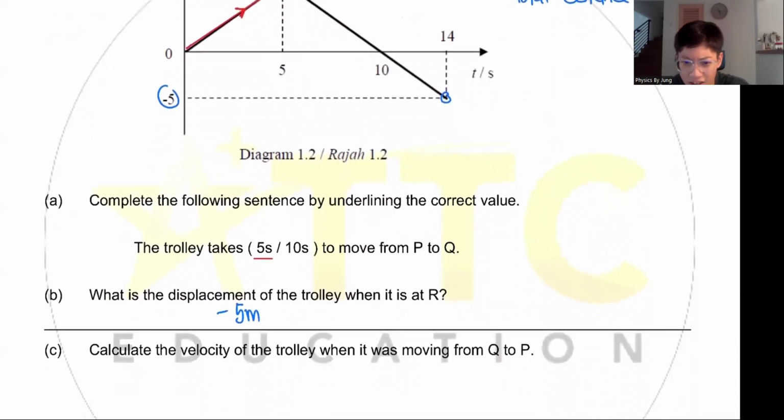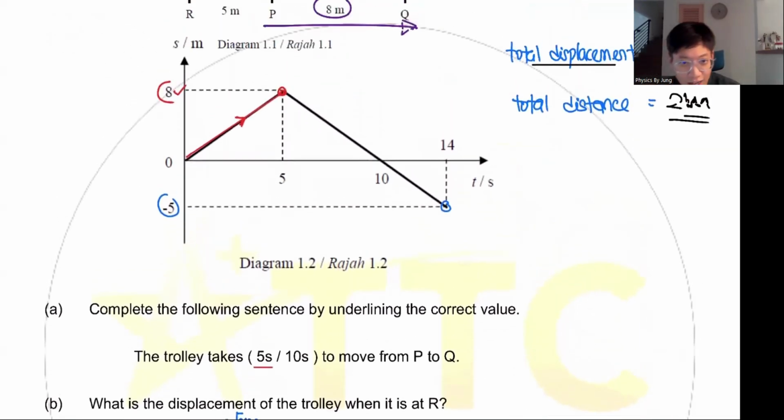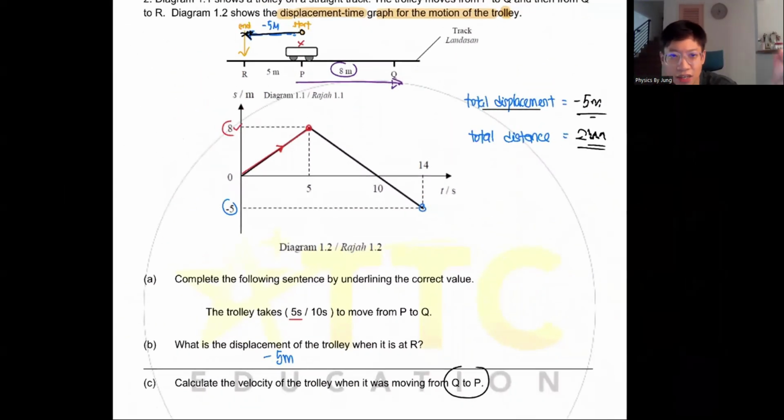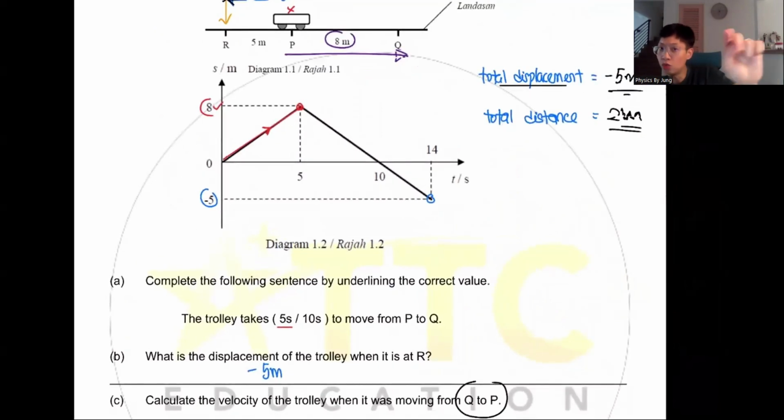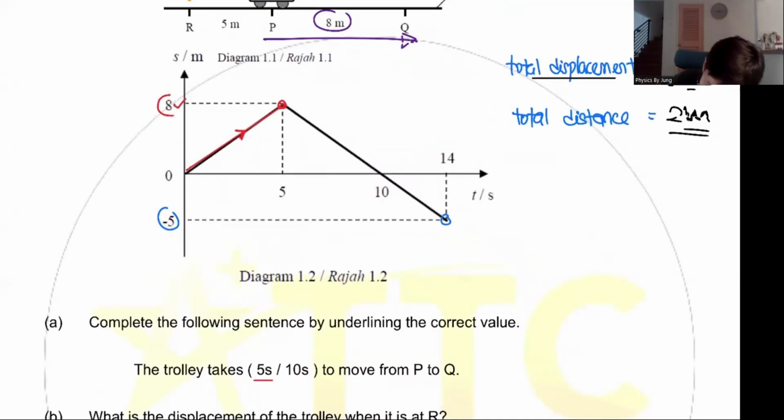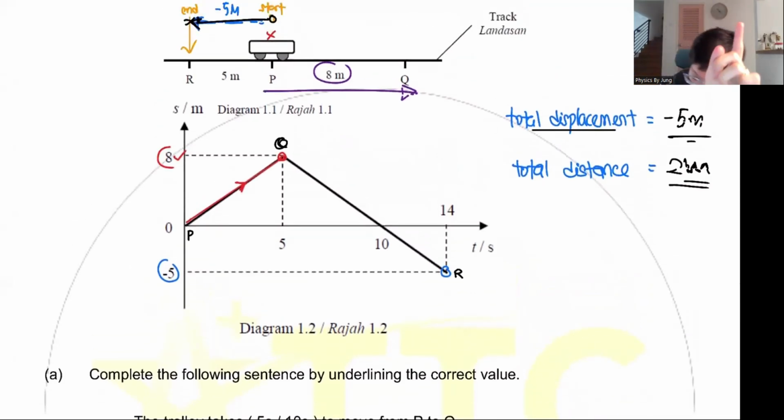Now, what is the velocity of the trolley when it's moving from Q to P? Q to P. Okay, guys, where is the Q to P? The problem here is you need to know where PQR is based on the graph's line. So I start from P, I go to Q, I end at R. From Q all the way to R, I will pass by P, correct? I will pass by P.